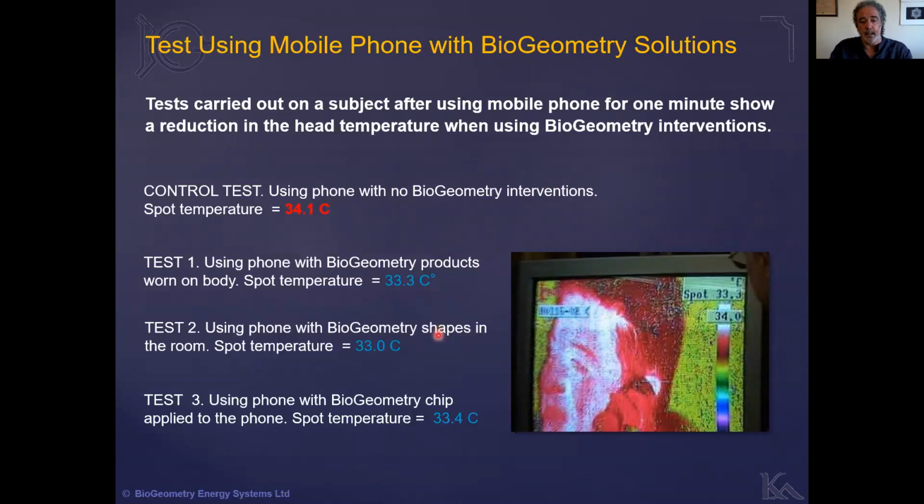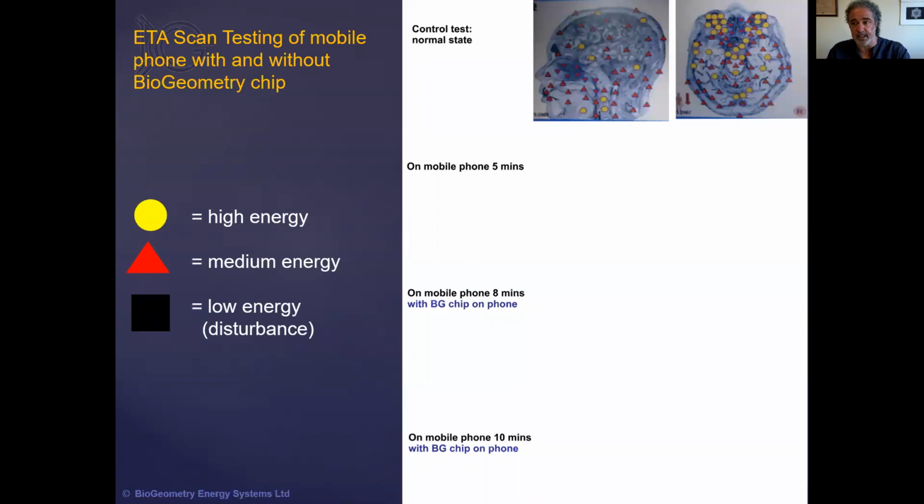The second test, this time, the biogeometry effect was brought about by shapes in the room. Once again, that would refer to something like the cube, for example. And we see it going down to 33, and this time using a phone which actually has a biogeometry chip attached to it, which I will show you later. You can buy these easily. And we see the temperature also went down to 33.4. So clearly, biogeometry worked against these thermal effects, which normally are cited as an indication of detrimental effect.